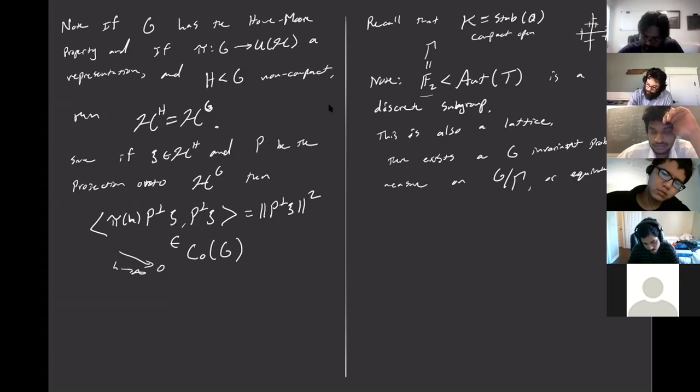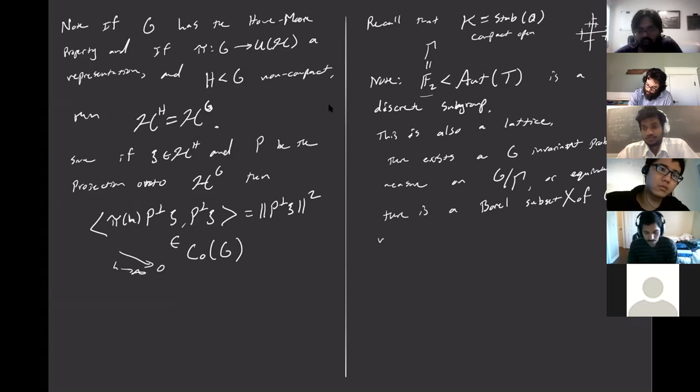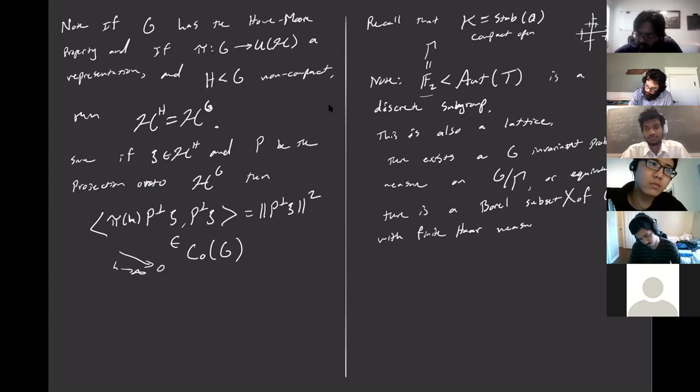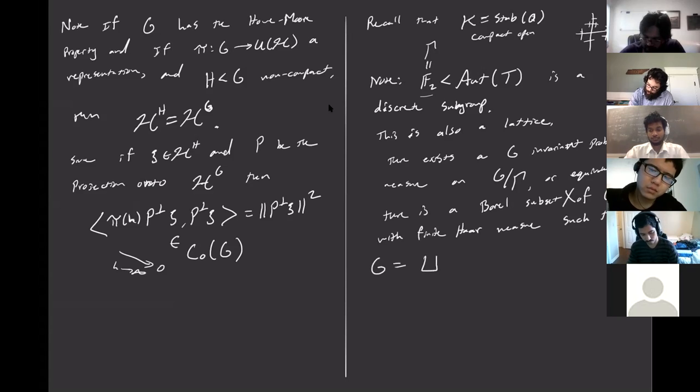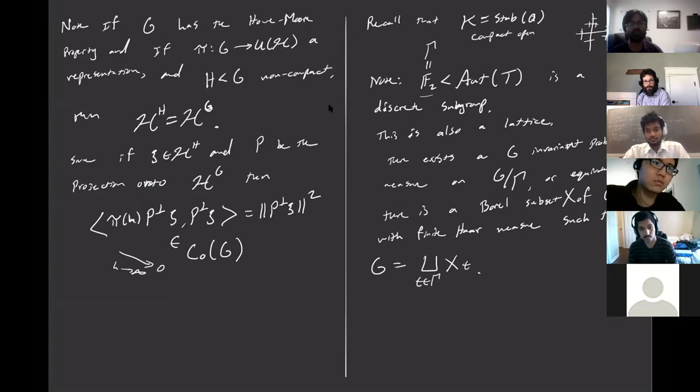there is a fundamental domain. There is a Borel subset of G, let's call it X, of G with finite Haar measure such that G is a disjoint union of the translates of X by T. So this is a well-known equivalence. I won't prove this. You can look it up in books. Any book that introduces the notion of a lattice in a group should talk about this.